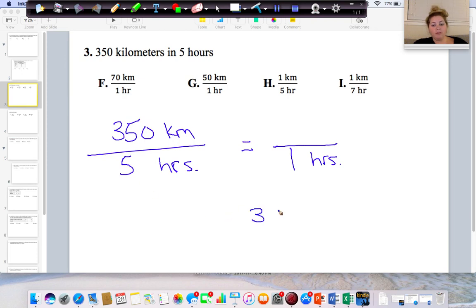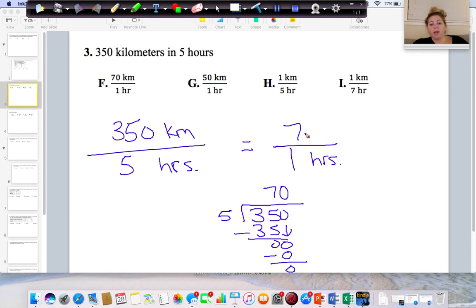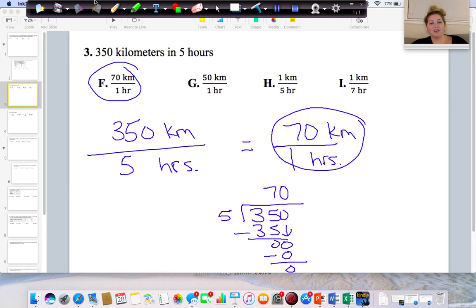So 350 divided by 5. 5 goes into 35 7 times. 7 times 5 is 35. Subtract and we get 0. Bring down our 0, and 5 goes into 0 0 times. 0 times 5 is 0. Subtract and we get 0. So my answer is 70 kilometers for 1 hour. I don't know why I put an S on hour. F is our answer here.